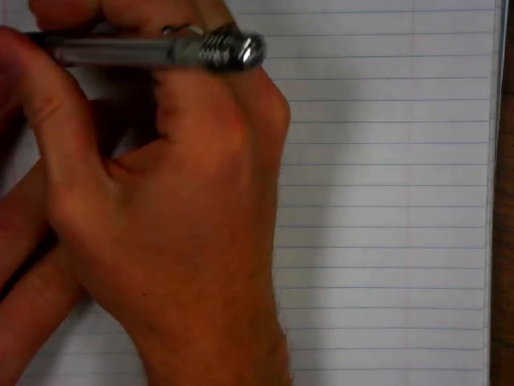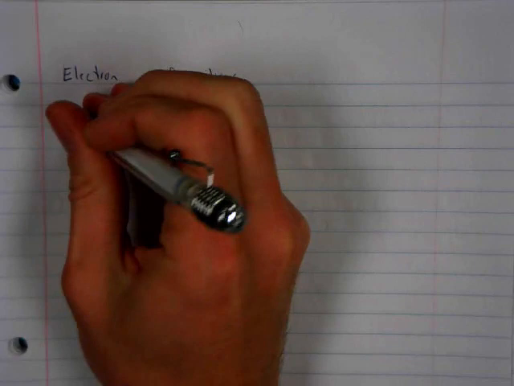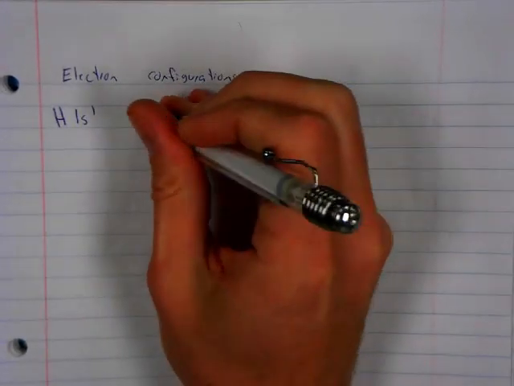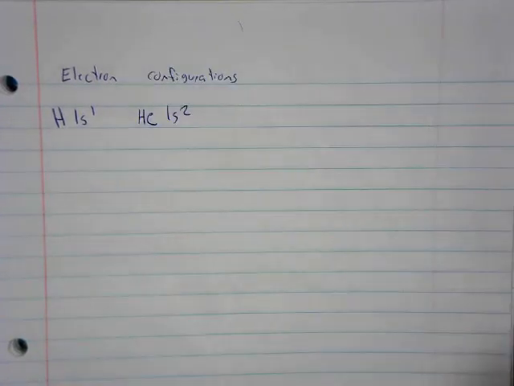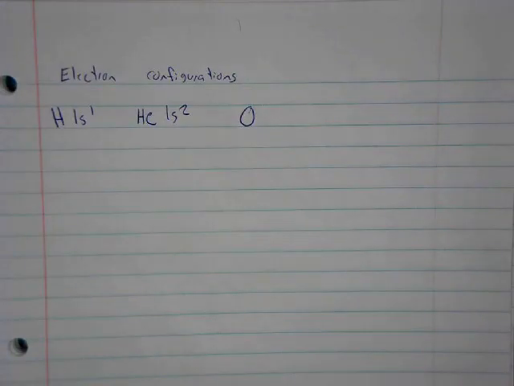If I ask you, what is the electron configuration for hydrogen? 1s1. The electron configuration for helium would be 1s2, 2 electrons. Oxygen would be what? Do that one on your own. 1s2, 2s2, 2p4. I said do it on your own.